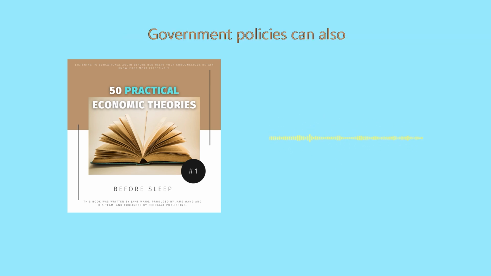Government policies can also be influenced by this theory. If the price of essential goods, like bread or fuel, skyrockets due to supply shortages, governments may impose price controls to ensure affordability for consumers.